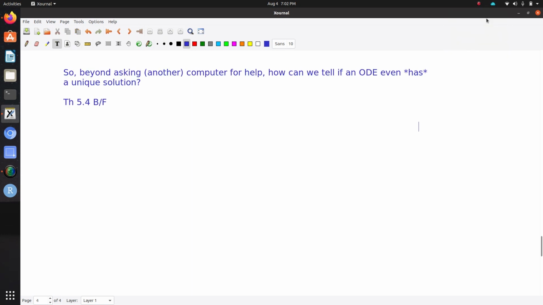Okay, so beyond asking a computer or another computer for help, how can we tell if an ODE even has a unique solution? If you have the textbook, I have the purple copy, I think that's version 7, and in that copy of Burden and Faires, it's Theorem 5.4, but it's certainly in any version of Burden and Faires. It is the Lipschitz theorem. So let me write that out for you.